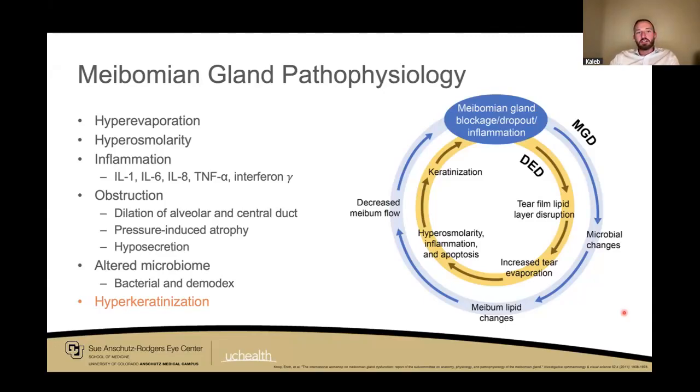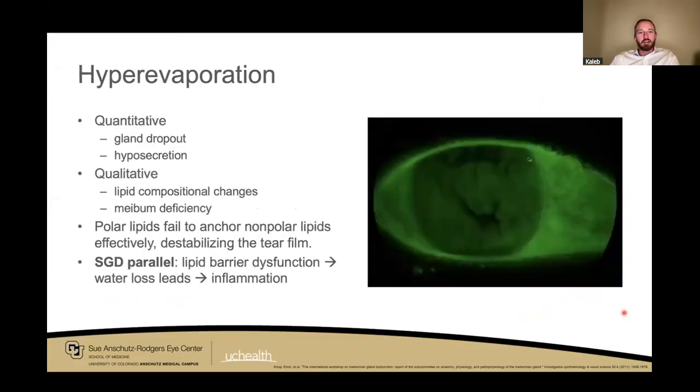When those tears evaporate too quickly, there's less tears that are physically present on the eye, but the salt content remains. So you get this hyperosmolarity. You get inflammation, obstruction, and altered microbiome, and hyperkeratinization. We're going to break each of these down.